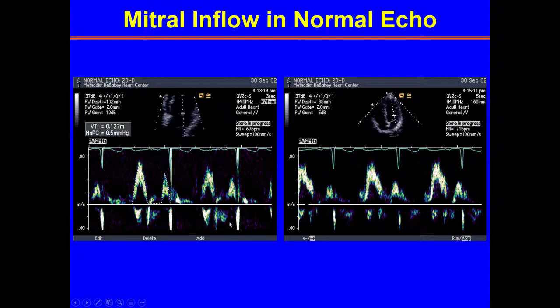And whoever is scanning needs to show where their sample volume is and needs to look critically. Did I put it really at the tips, or am I still in the funnel of the mitral valve? There can be major differences, for example, in some of these measurements based on that location. It includes the peak velocities, and includes time intervals.